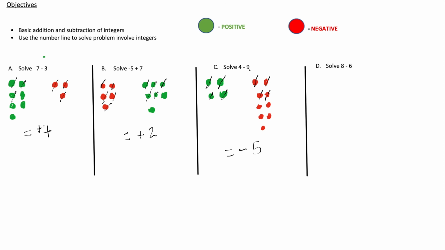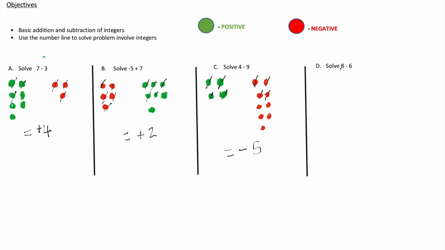So we can see that the sign will always take the place of the bigger number. Sorry. Now we move on to D.